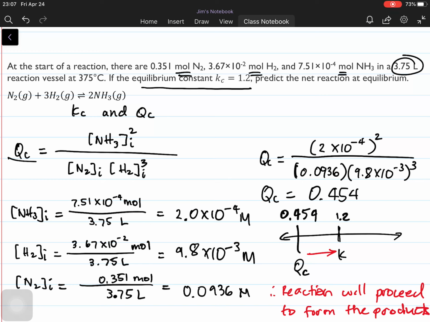Okay, so that's the idea. You solve for the QC, you compare the value of QC with KC, then write an arrow towards the K. In this case, the arrow is pointing to the right side, so that means the reaction is going to the right side or towards the product side. If your arrow is pointing to the left, that means your reaction is pointing towards the reactant side. So that is how you solve direction problems.